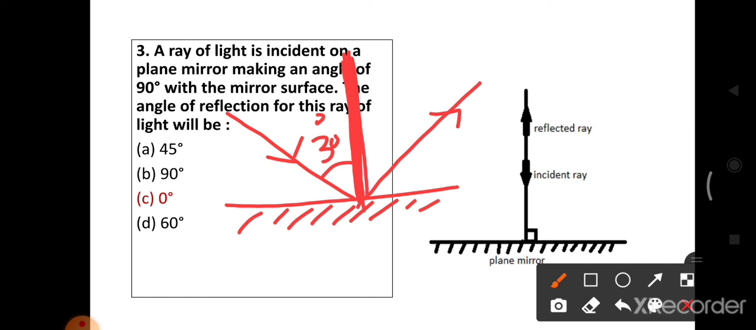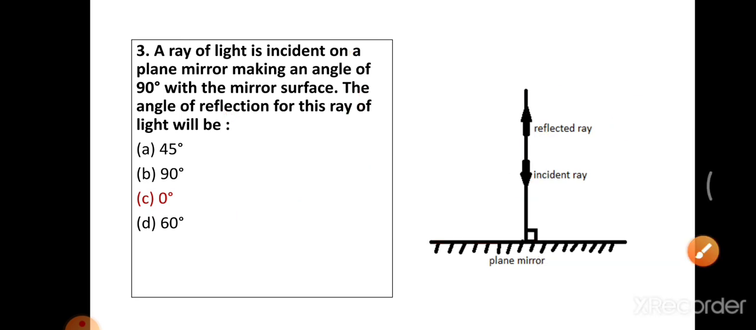So there is no angle of incidence. If there is no angle of incidence, there is no angle of reflection. So if the angle of incidence is 0 degree, the angle of reflection is also 0. That means the incident ray, normal line, and reflected ray all lie in the same line. Then only it makes an angle 90 degree with the mirror surface. So the correct answer is 0 degree.